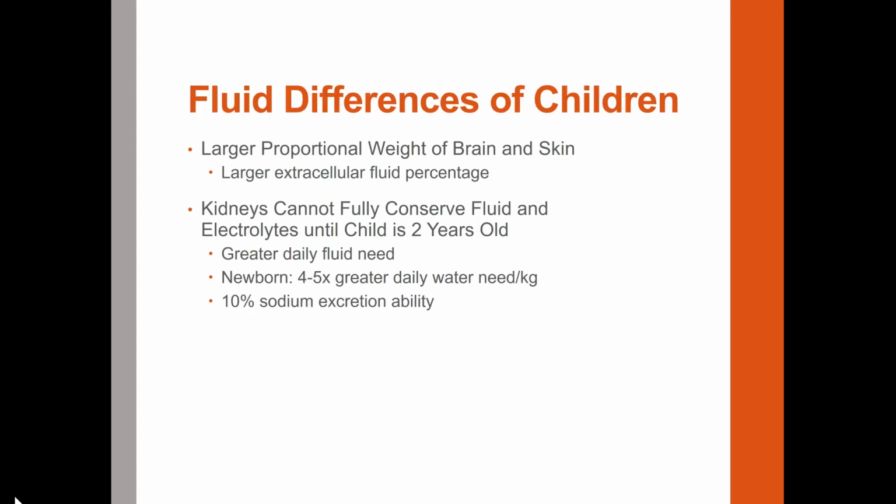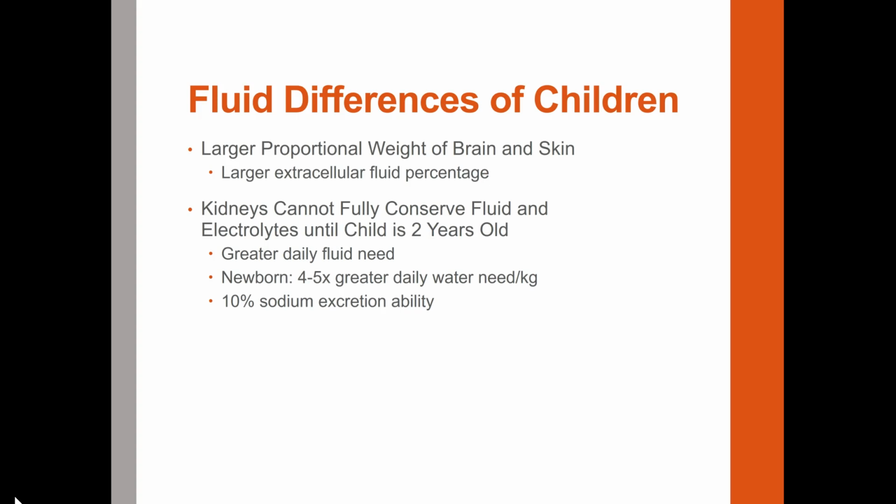All right, so fluid differences in children. They have a larger proportional weight of the brain and skin, so they have more extracellular fluid. That's really important for the children because they have more extracellular space than you and I have. So if you're dehydrated, you lose extracellular fluid first, which is why it's so much easier for children to get dehydrated and why they get dehydrated so much quicker, because they have more extracellular fluid.